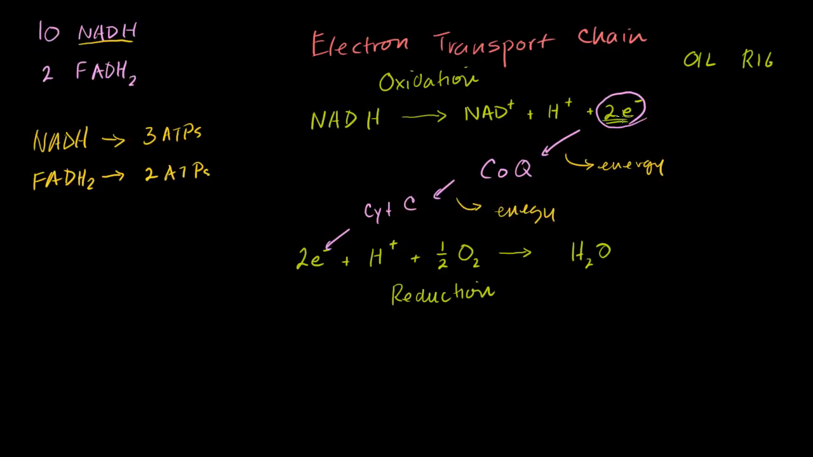So energy is released when you go from a higher state to a lower state. When these electrons were in NADH, they were in a higher state than they are when they bond to coenzyme Q. So they release energy. Then they go to cytochrome C, release energy. Now that energy is used to pump protons across the cristae, across the inner membrane of the mitochondria.